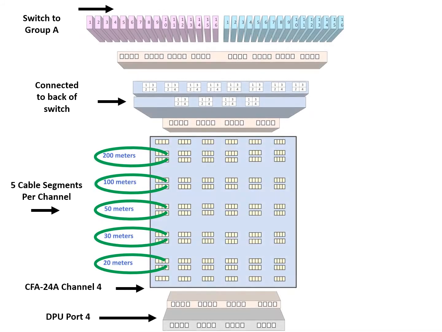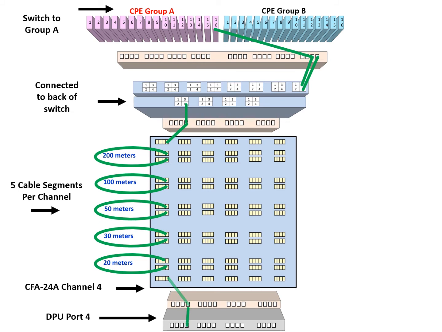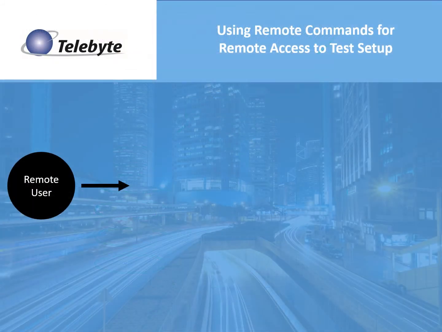And we end our example with DPU port 4 with the signal traveling up channel 4 of the CFA 24A, where it can then be switched through the 600 switch to CPE 16 in Group A or CPE 16 in Group B. Remote commands may be used to automate the test setup.